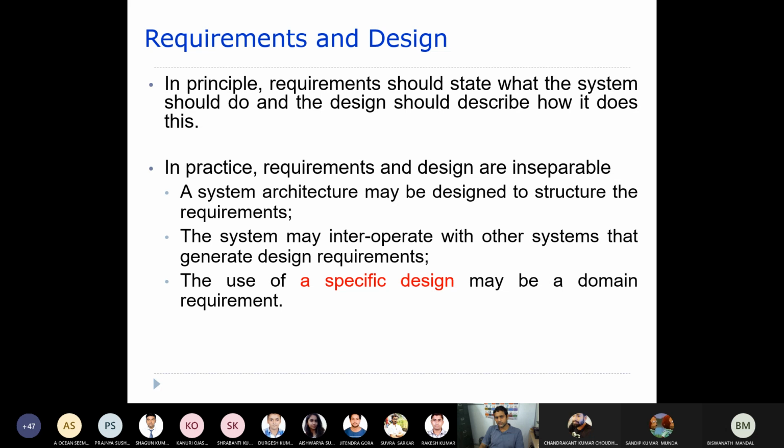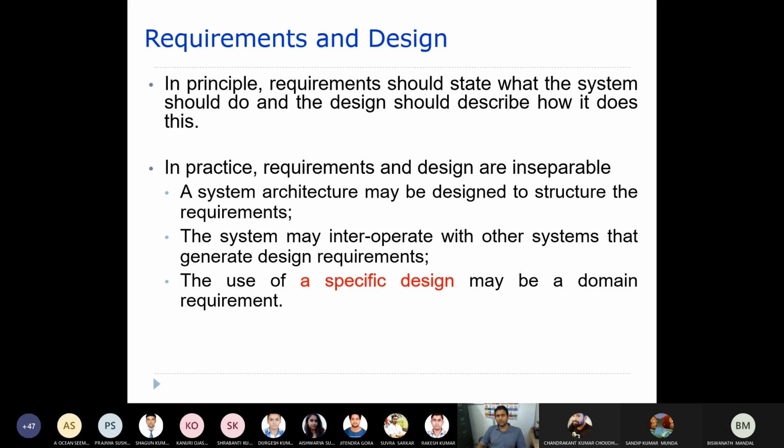The use of a specific design may be a domain requirement. According to the domain where the software is being used, you need to have a specific design also. Let's say, as I told you, for a banking application, maybe you need a client server design or a distributed system design. So a specific design may be a requirement for that particular domain.